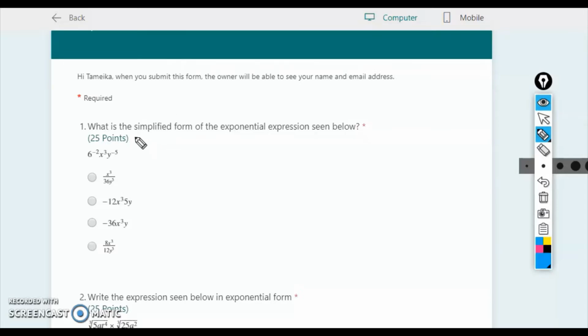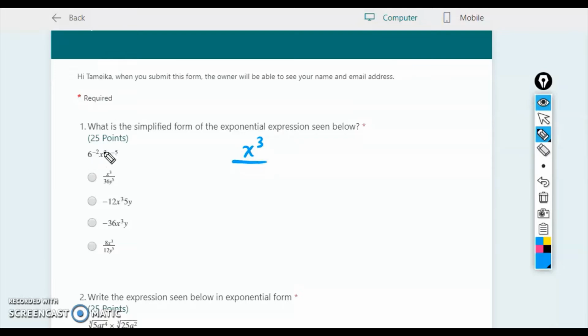So number 1, what is the simplified form of the exponential expression seen below? So here's our exponential expression. What it's looking for is you to get rid of these negative exponents. The negative exponents means that you're going to change them to positive, but by doing that you're going to flip them to the other side of your fraction bar that's understood to be right underneath it. If the exponent is positive, you're going to leave it exactly where it is. So x to the third stays on top.